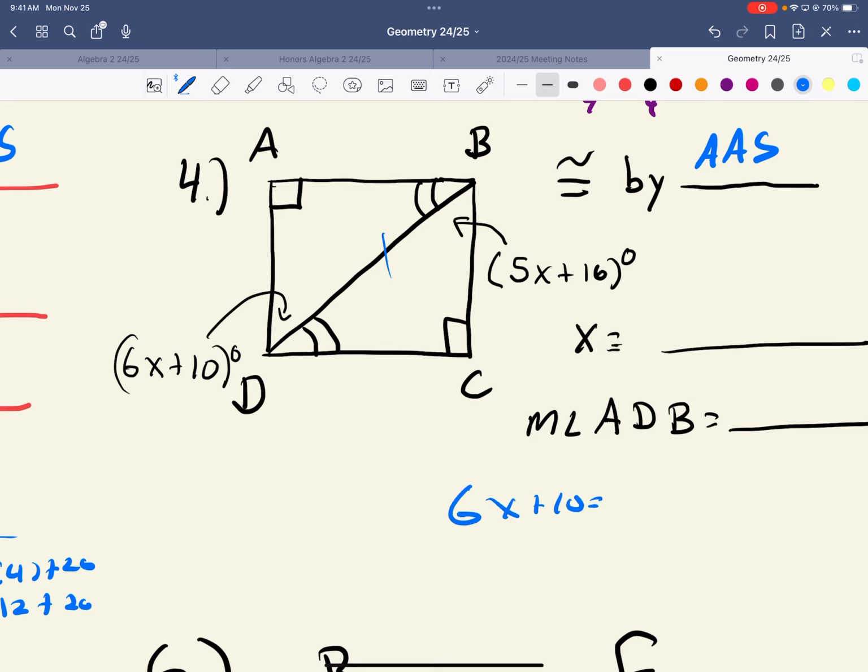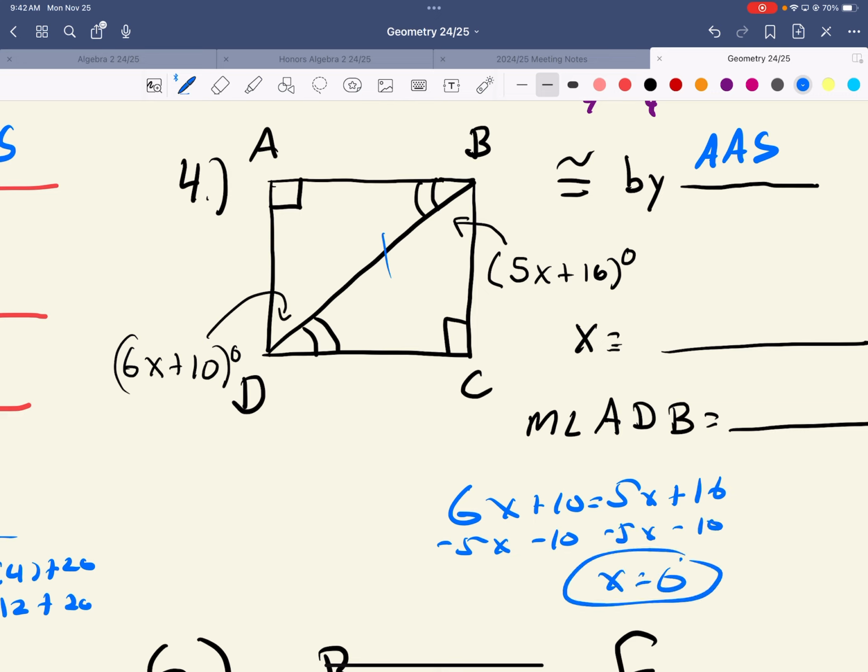6x plus 10 equals 5x plus 16. Subtract 5x, subtract 10. X equals 6. Angle ADB. So that's 6 times 6 plus 10. So 36 plus 10, 46. All good to go?